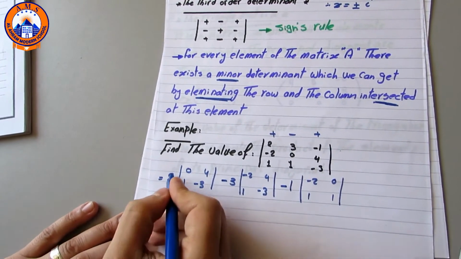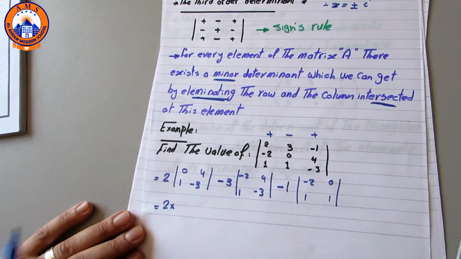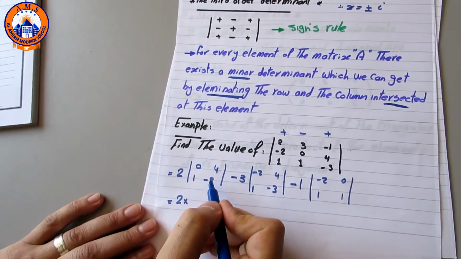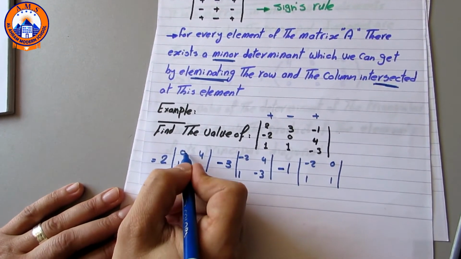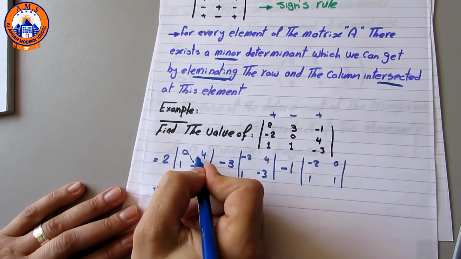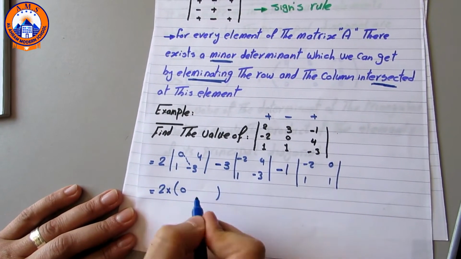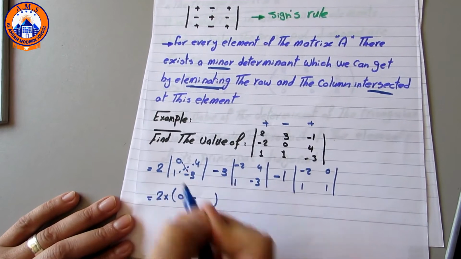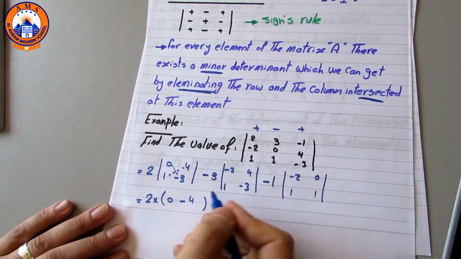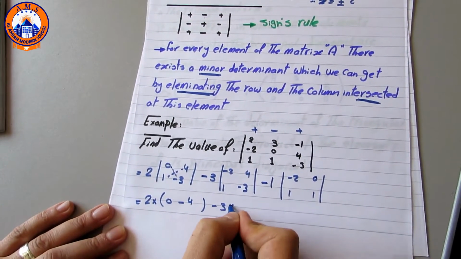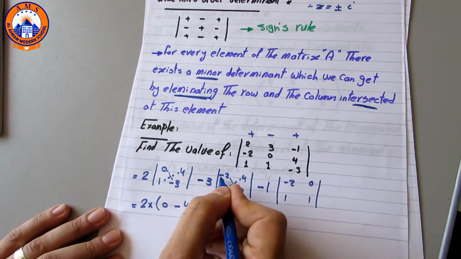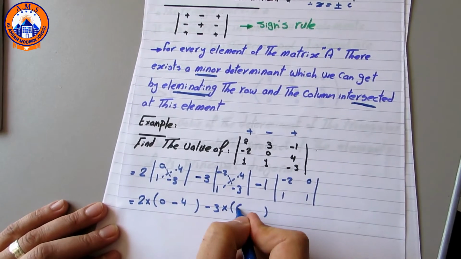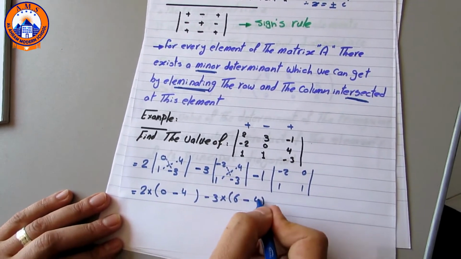Equals. Number 2, multiply. Do you remember how to evaluate the second order of the determinant? Yes. Multiply what? 0 multiply negative 3, it will be 0, minus 1 multiply 4, equals what? Equals negative 4. Negative 3 multiply. How to evaluate the second order? Negative 2 multiply negative 3, 6, minus 1 multiply 4, equals 4.